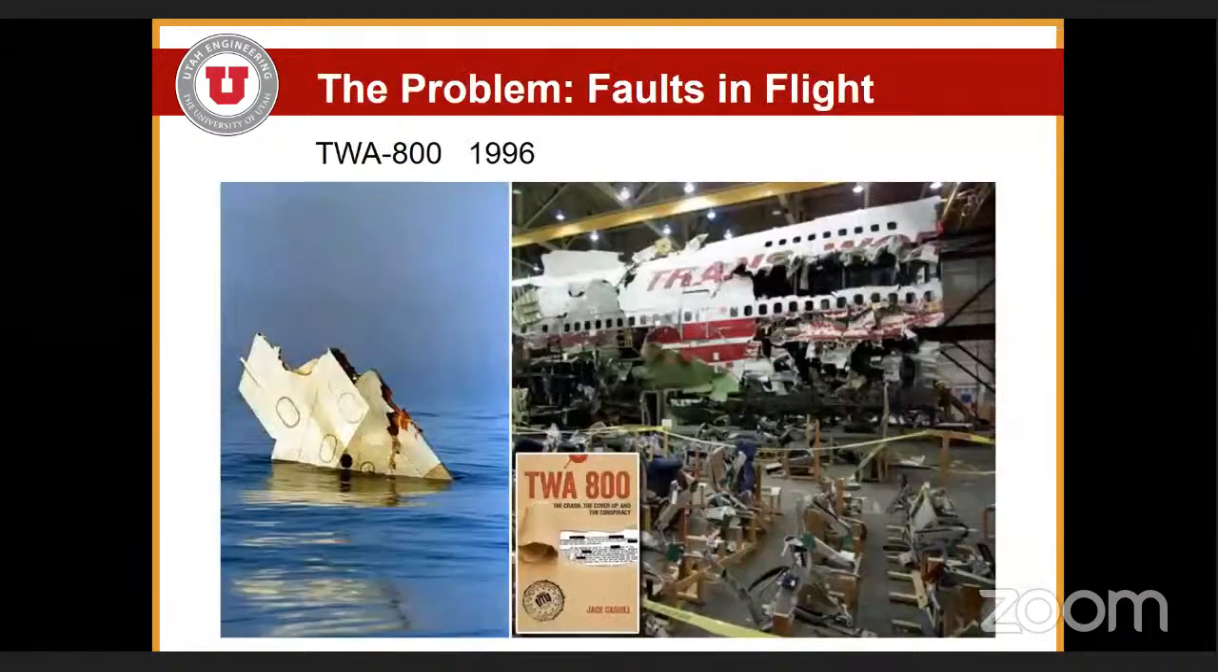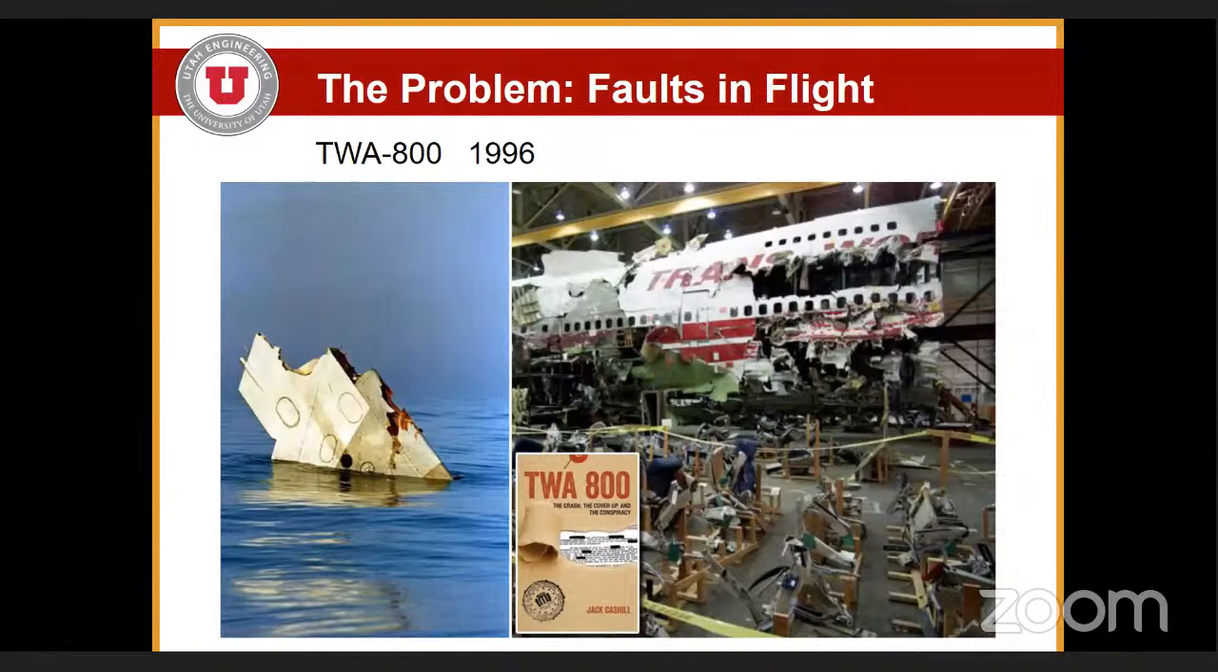Here's the problem we're trying to solve. There are many problems that happen in flight, in aircraft, that don't happen on the ground. A good or bad example is TWA 800, which crashed in 1996. This plane had had a number of intermittent failures that they had been unable to locate until it became catastrophic and the plane crashed.